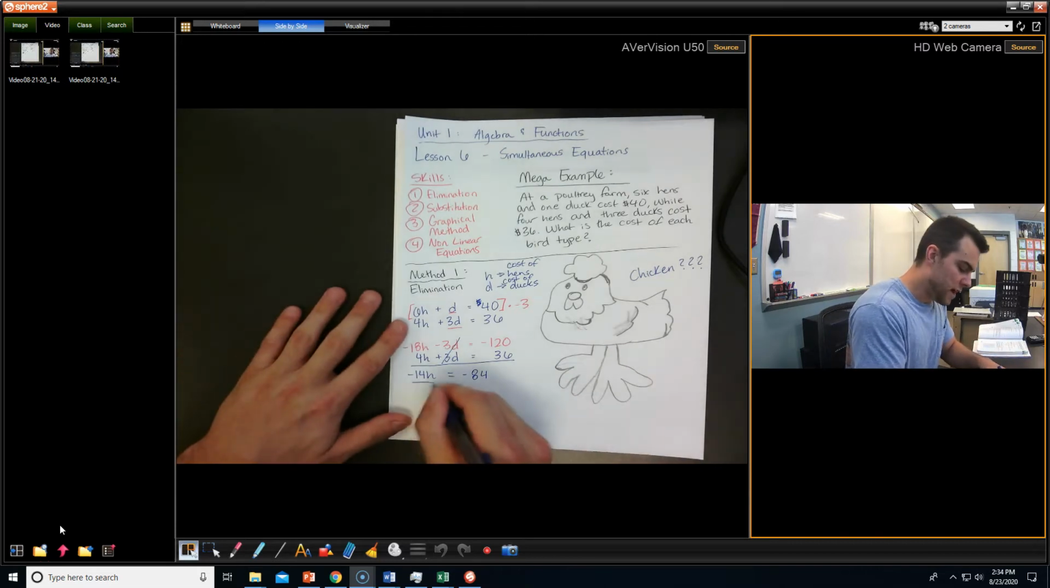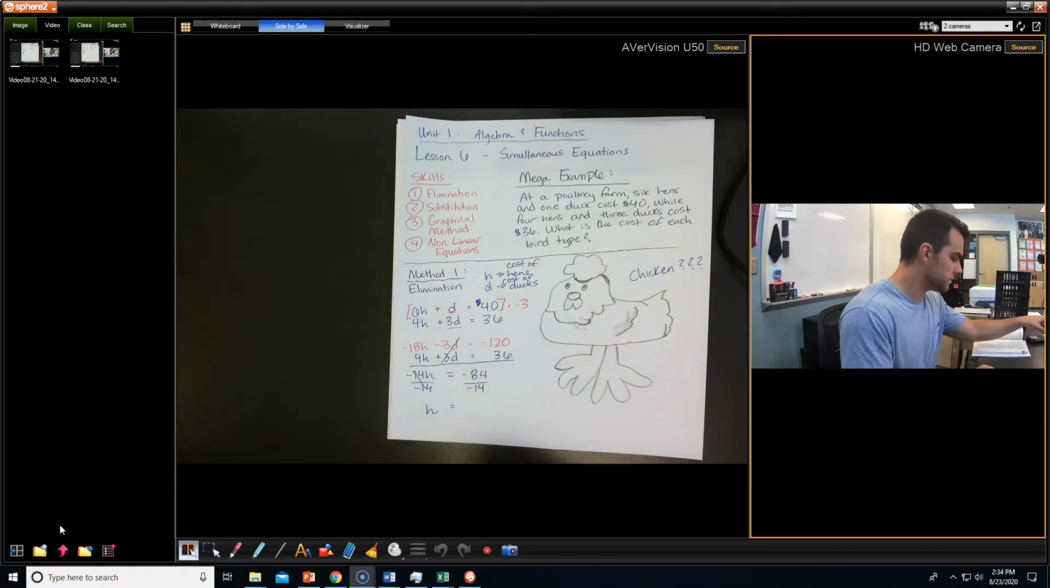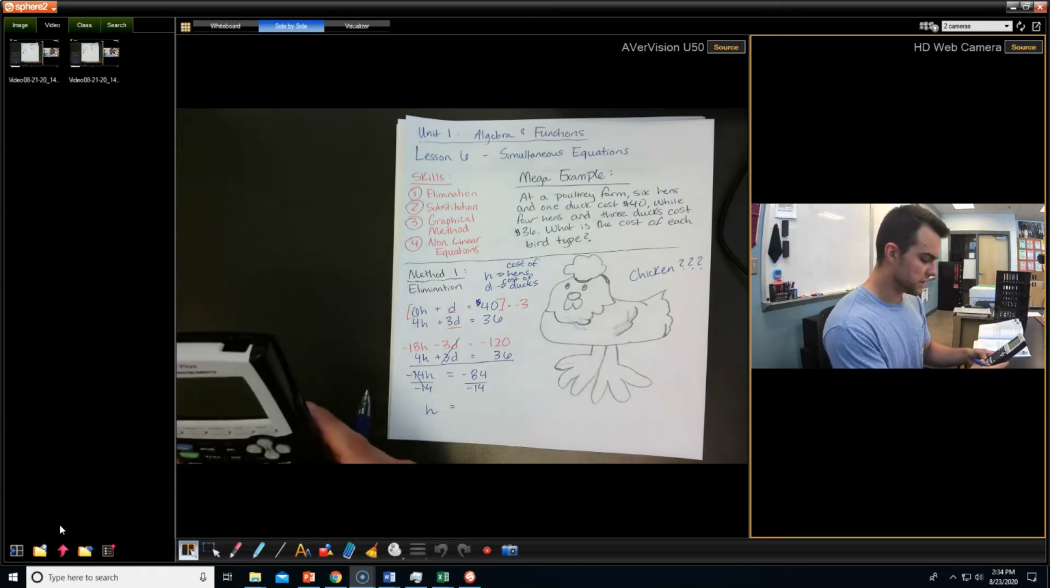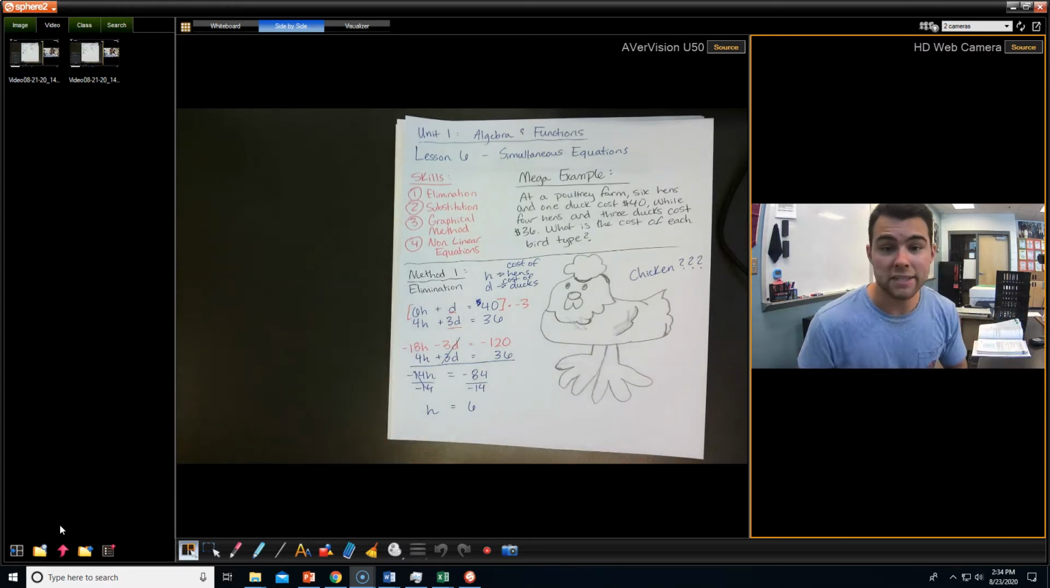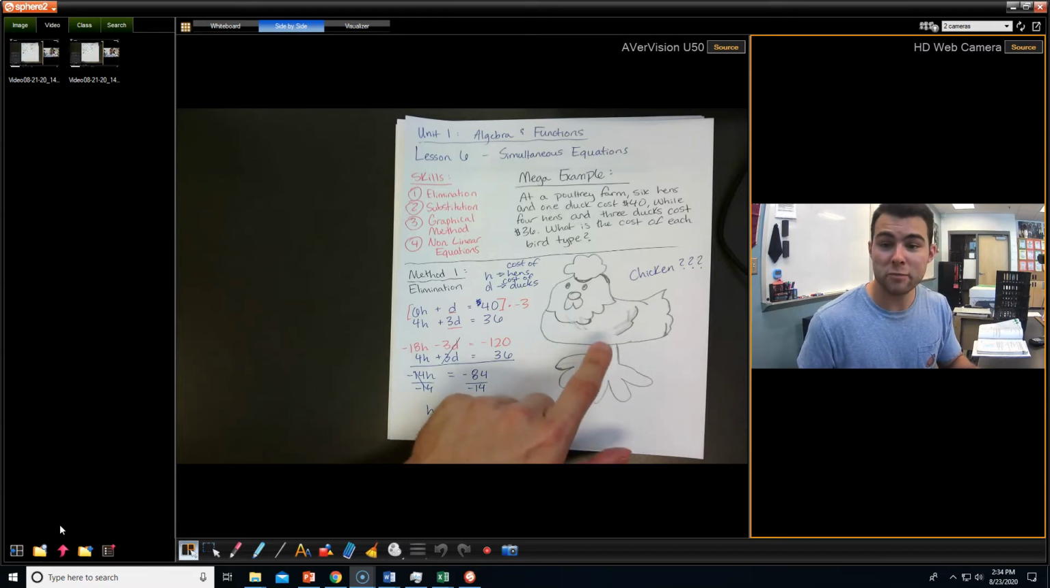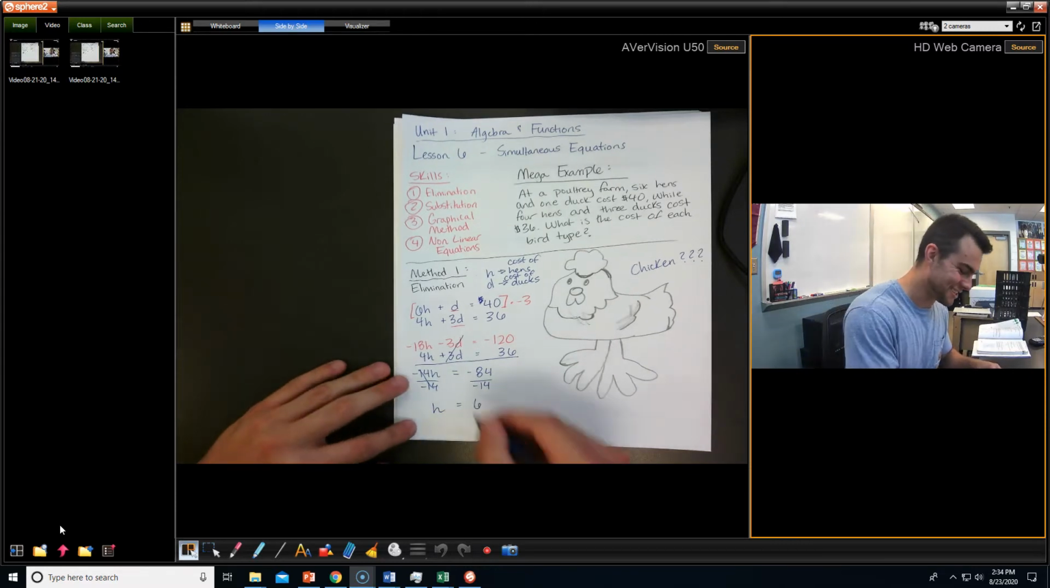And then we just have to divide both sides by -14, and then I end up getting H equals probably 6, but let's double check. I get H equals 6. So 1 hen is $6. Okay, so that's awesome. So we got 6.